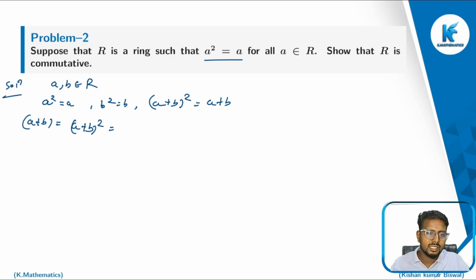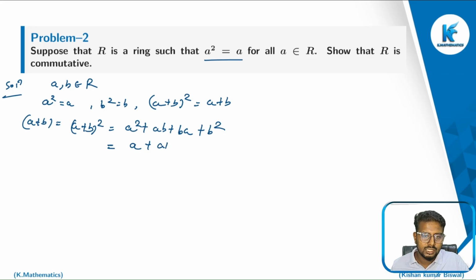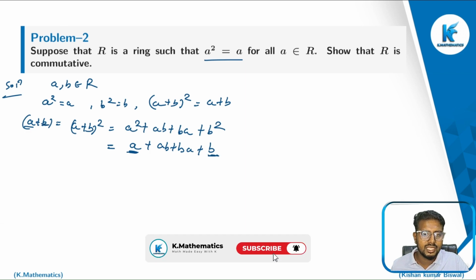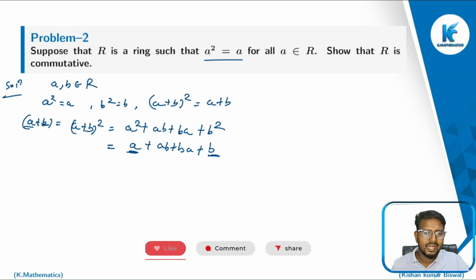तो अभी हमने देखा, प्रॉब्लम नंबर 1: (a+b) का whole square होता है, this is equal to a square plus ab plus ba plus b square, which is equal to a plus b. तो यहाँ पर a square equal to a, plus ab plus ba, plus यहाँ पर b square equal to b. तो यहाँ पर देखो a जो है लेफ्ट साइड में है, तो बाय लेफ्ट कैंसलेशन लो, तो यहाँ पर a कैंसिल आउट हो जाएगा, एंड b यहाँ पर राइट साइड में है, तो बाय राइट कैंसलेशन लो, b कैंसिल आउट हो जाएगा.